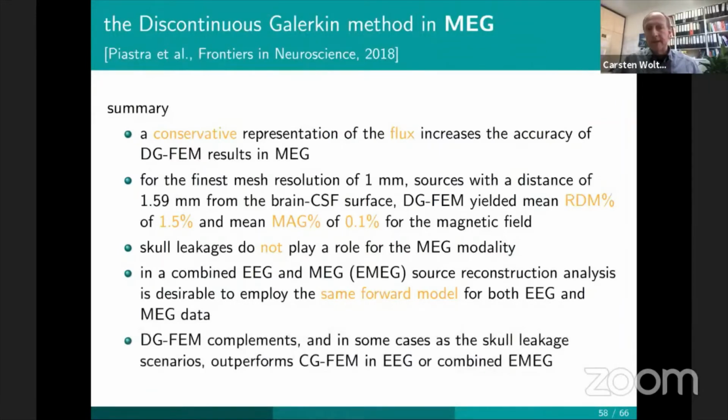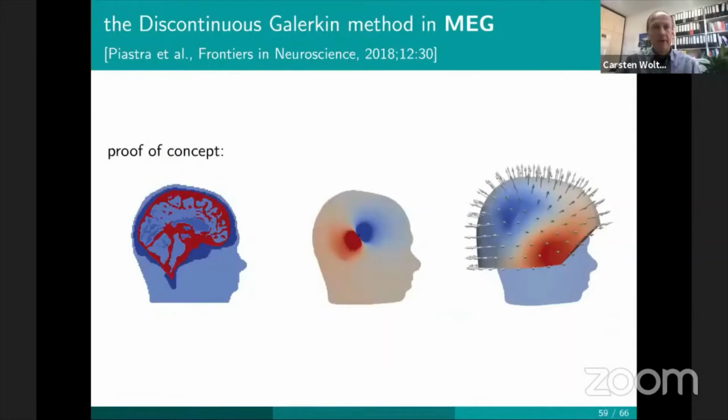So DG-FEM complements, and in some cases, as for example the skull leakage scenarios, it can outperform a standard CG-FEM in EEG or combined EEG and MEG scenarios. And then Maria Carla also in her paper produced a proof of concept where for a source in a realistic head model, she visualized a potential distribution, and also an MEG forward solution for one and the same source, to show that with DG-FEM you can produce dipolar patterns in the sensor cap that we know as EEG and MEG.